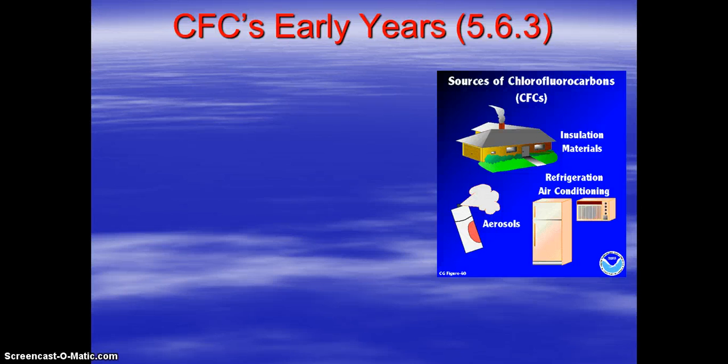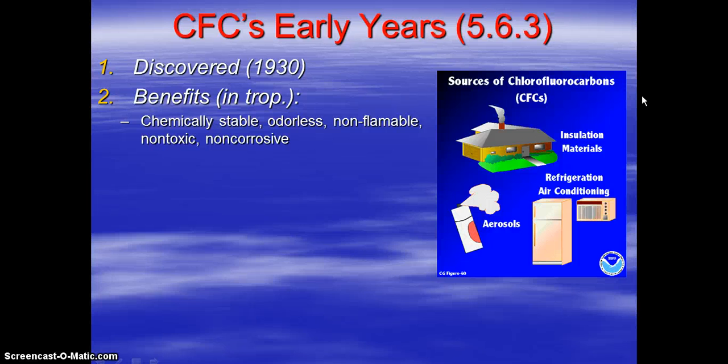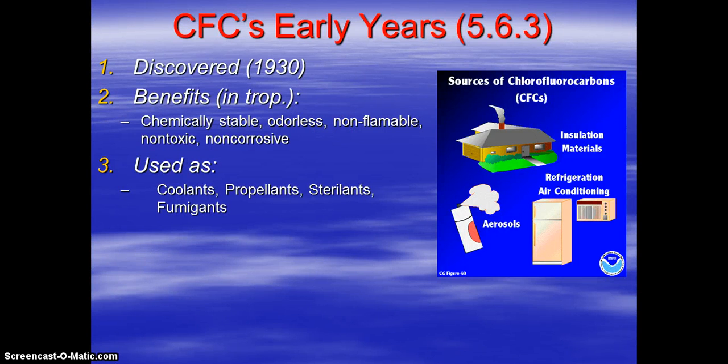However, there were these chemicals that started in the 1930s called CFCs, which stands for chlorofluorocarbons. We're just going to call them CFCs. And they had a lot of benefits where we live in the troposphere. They were stable, odorless, non-flammable, non-toxic, and non-corrosive. And they were used as coolants, propellants, and fumigants. Things like our air conditioning, our hairspray, and insulating our houses. So many uses. We loved them.